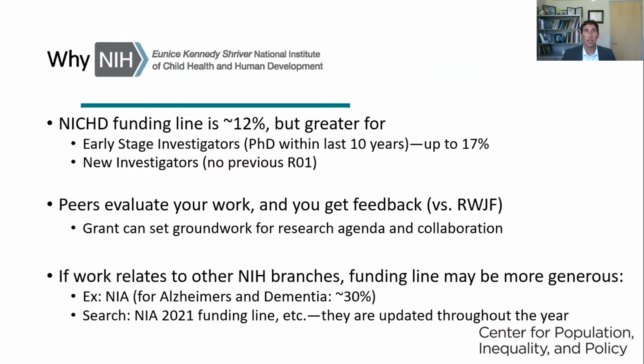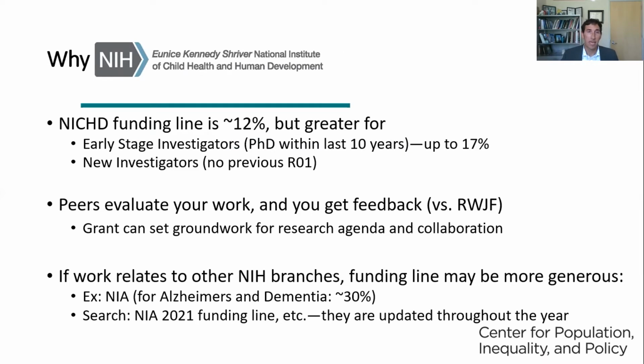So why NICHD? Well, the Institute of Child Health and Human Development funding line is around 12%. So only the top 12% of grants tend to get funded, but there's also good news, because if you're an early stage investigator, that is, you have your PhD within the last 10 years, the funding line gets bumped up, depending on the year, but generally up to 17%. And then new investigators also get a little bit of extra consideration. The new investigator is defined as someone who has no previous R01 grant as PI.